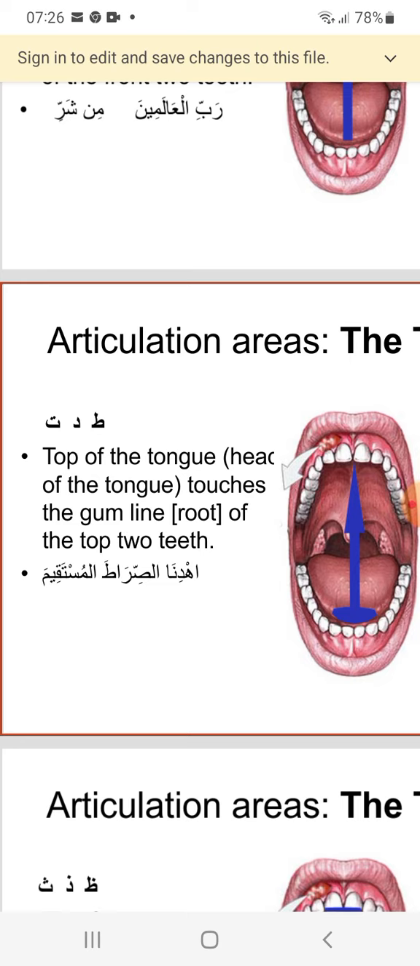That's everything about the three letters ta, dal, and ta. I hope it is clear, inshallah. Jazakum Allah khair.